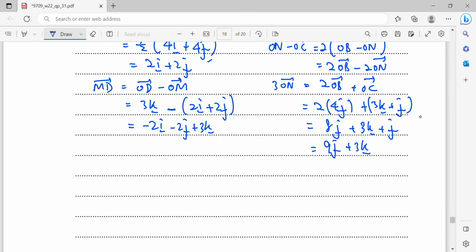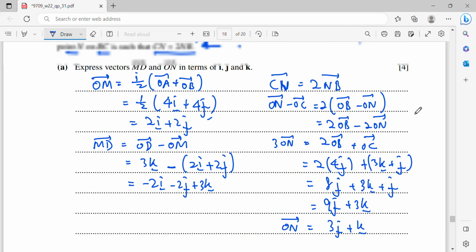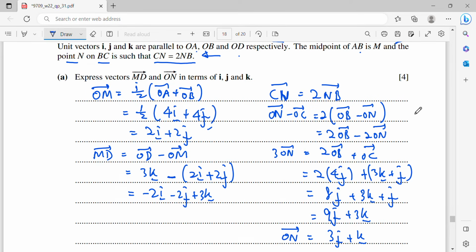But this is the answer for 3ON. We need to get 1ON. So divide by 3. At last you get 3J plus 1K. That is the ON. Okay. So solution for A is done.